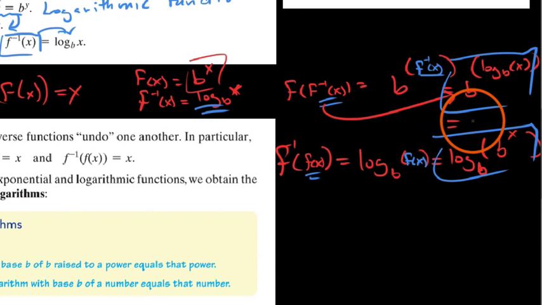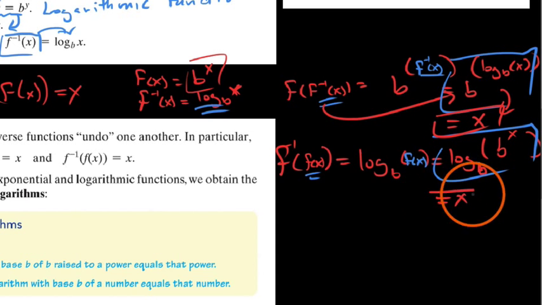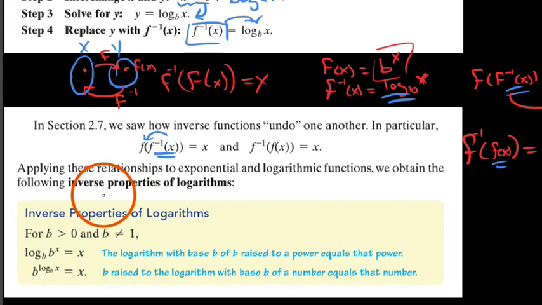But what we know is that in either instance, we should lead to the conclusion that you just get x. And so we're going to call these our inverse properties of logarithms. That is to say that when you plug one inverse into another, you just get x. In this particular instance, this is always true. So check this out. For any base that's positive and not 1, log base b of b to the x is just x.